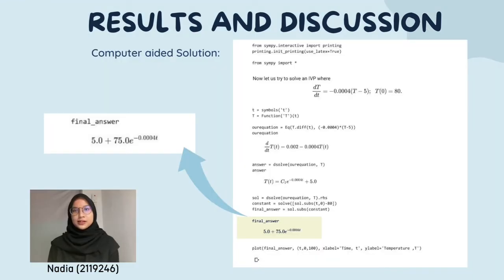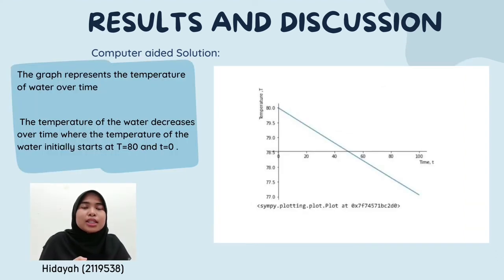Next is the computer-aided solution. By using the Python programming language, we inserted the coding shown to compute the general solution. After running the program, we obtained the final answer, and both the manual and computer-aided calculations have the same final answer. From the graph plotted, it can be observed that the temperature of water decreases over time, where the temperature initially starts at T equal to 80 and t equal to 0.